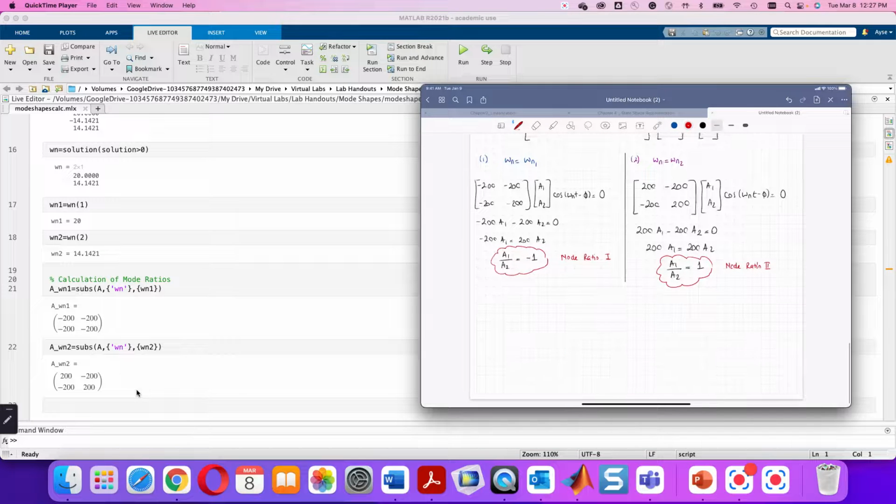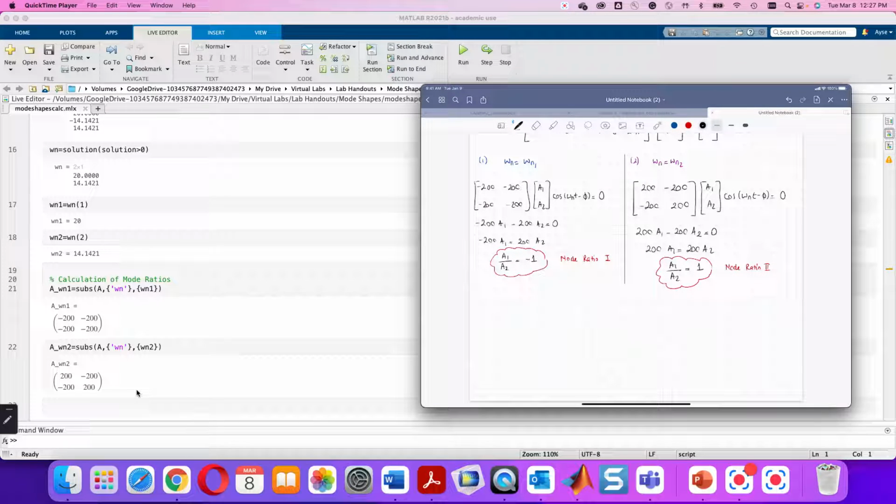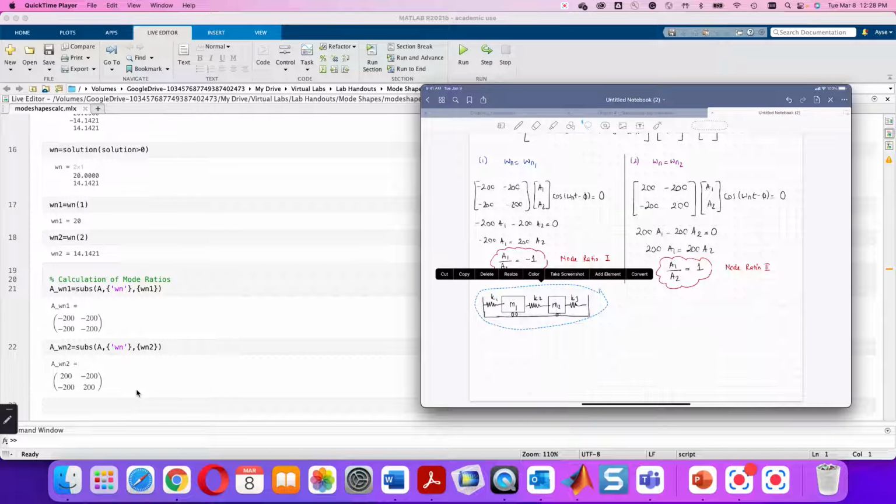Let me demonstrate this. We have a 2 degree of freedom translational system connected by 3 springs. I have mass 1 connected to K1, then in between we have K2, and here we also have K3. Let me copy exactly the same sketch for the second representation, for the second mode, and put it here.